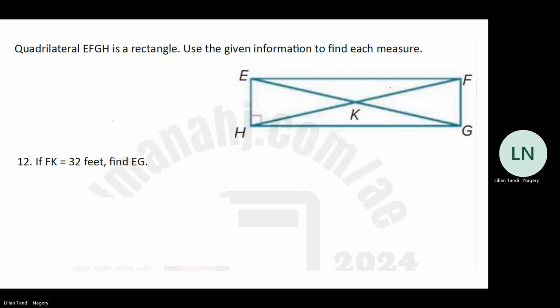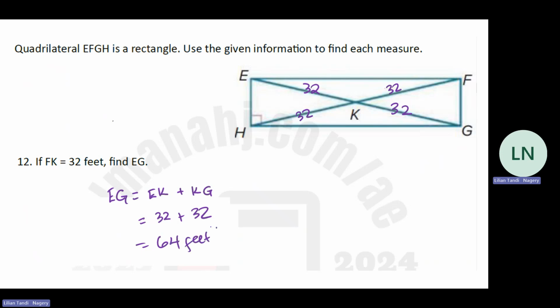FK is 32, so this should also be 32. This should be 32, and this should be 32. Find EG. EG is equal to EK plus KG, which is 32 plus 32, which is 64, and our unit is feet.